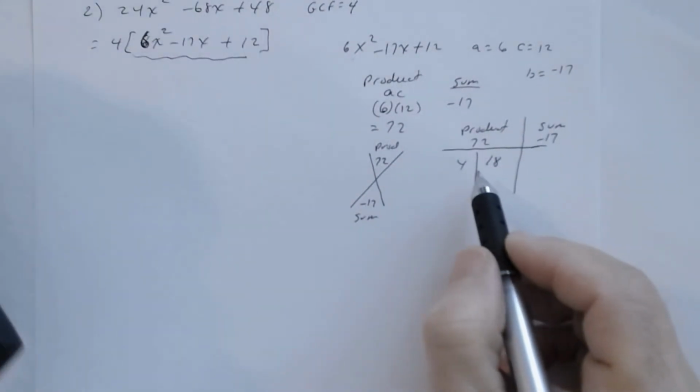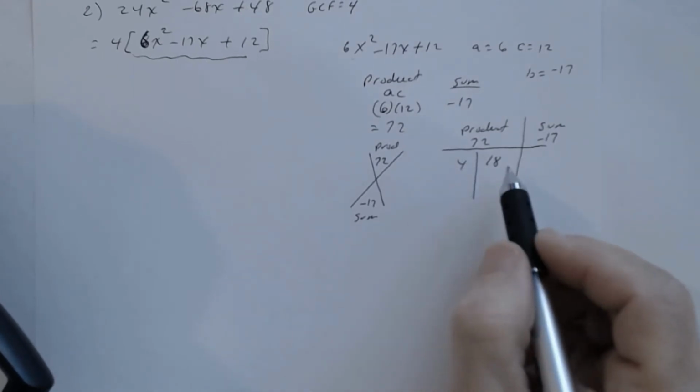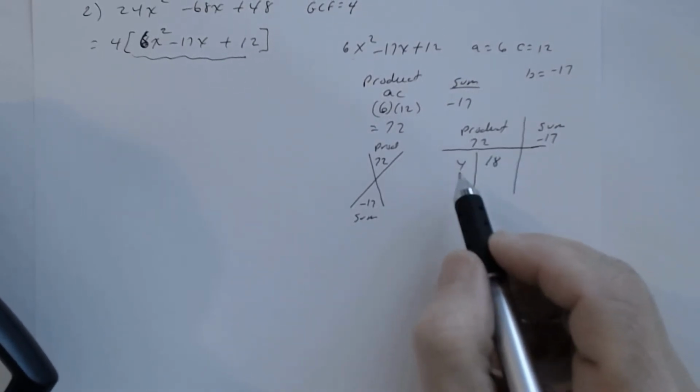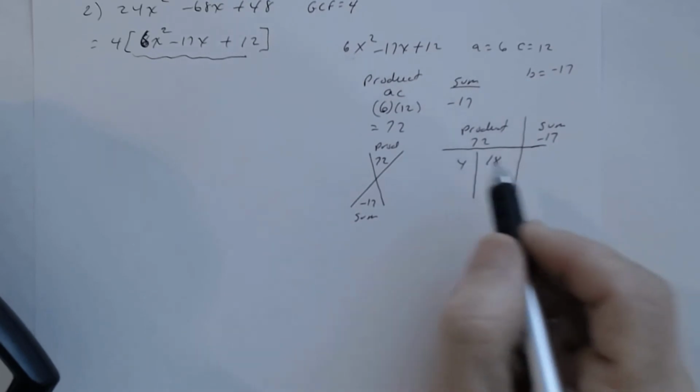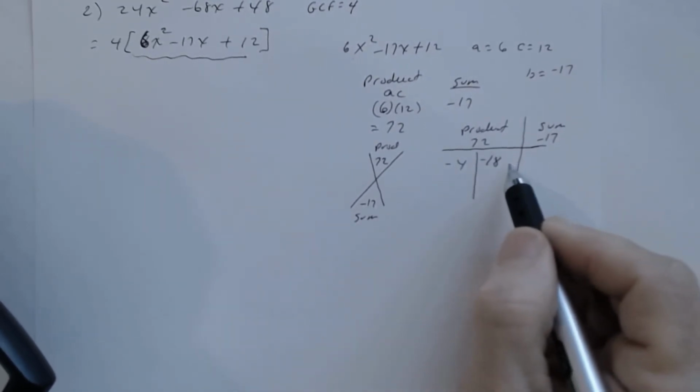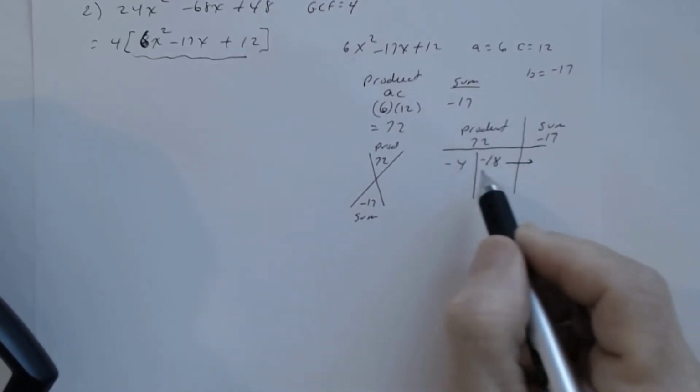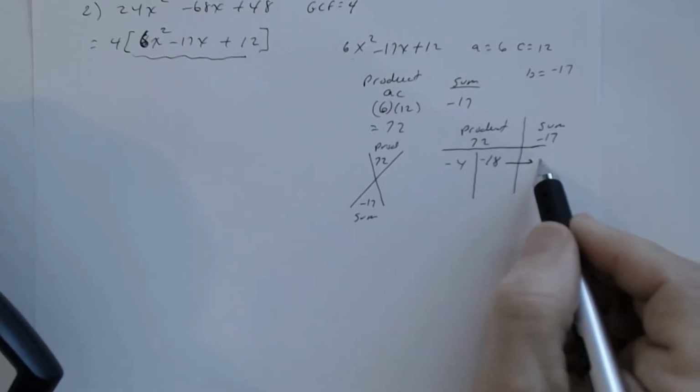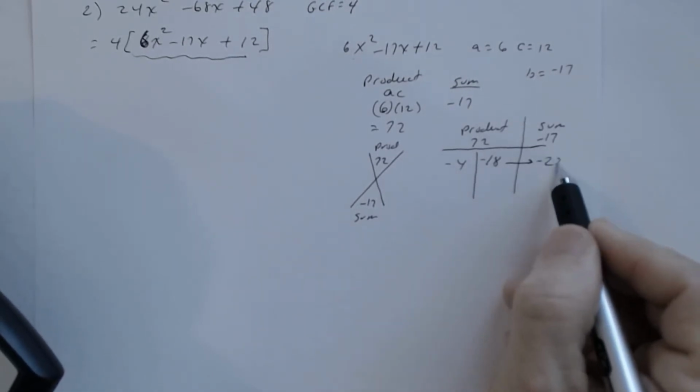Now remember, you want the product to be a positive 72, but you want the sum to be negative 17. So that means that both of those have to be negative. But when I add them up, what do you get? You get a negative 4 and a negative 18 is a negative 22. Is that what you wanted?